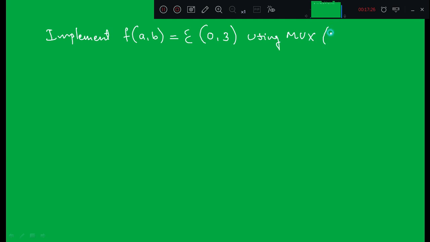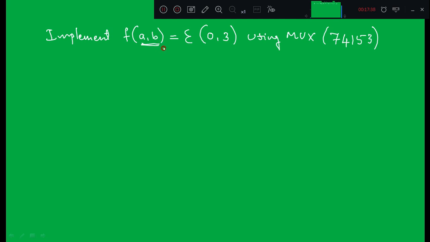Okay, so next example is implement f of a b. Right, so I have only 2 inputs, summation of 0 3, using, sometimes they'll not give, using just they'll say mux. Right, so in this case which mux you will use? You will use 4:1 mux, which is 74153. Because how do you identify which mux you have to use? Look at the number of inputs.